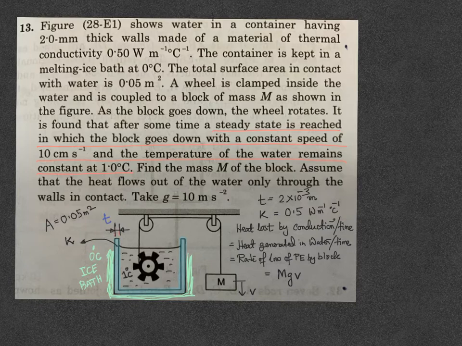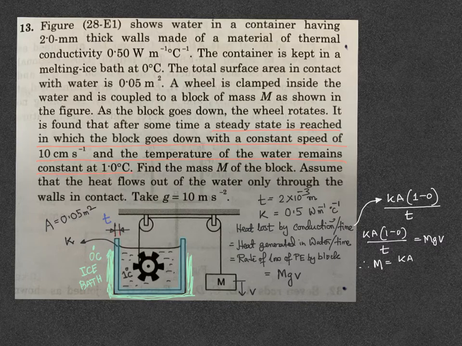That is why we can write the rate of heat loss by conduction is Ka into (1 minus 0), I mean the heat current, Ka by T, the thickness. And this you can equate to mgv. So Ka into (1 minus 0) by T is equal to mgv. Therefore m is equal to Ka divided by T g times v.